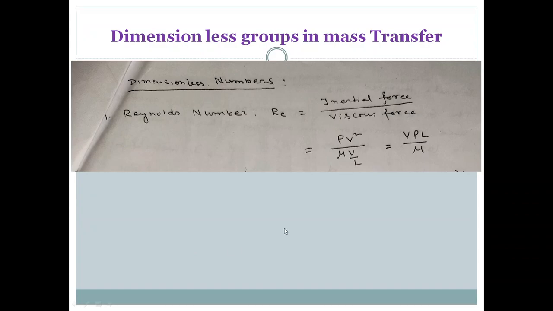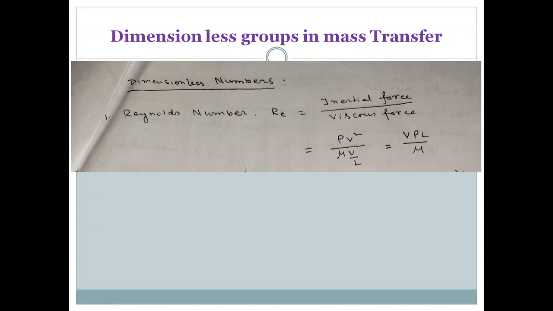And what is the inertia force? That is rho v square, force per unit area, and the viscous force is mu du by dl, so mu v by l. I can write this, v will cancel, giving rho v l by mu. Here l is the characteristic length, which in case of pipe flow will be the diameter d.